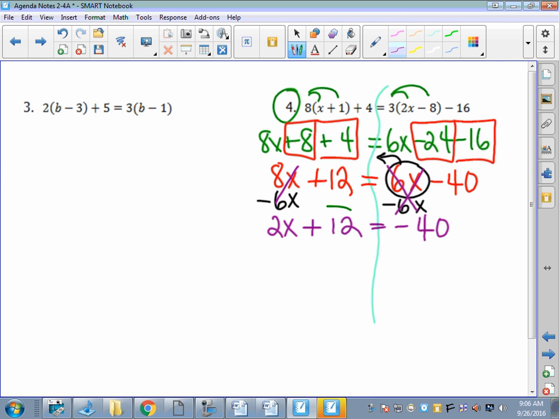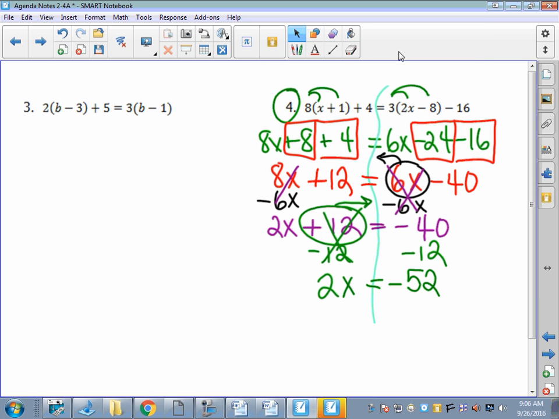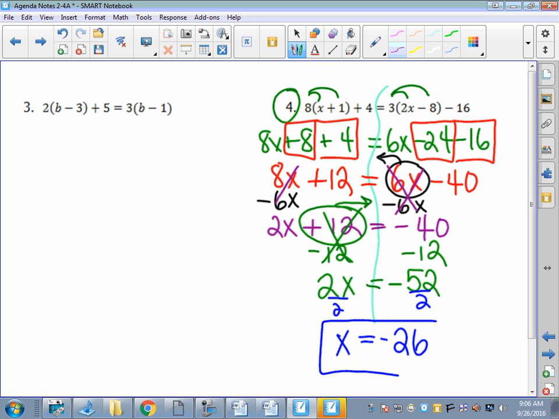So now I want to get this plus 12 to the other side. How do I get that out of there? Subtract it. When I do that, those guys cross out. I'm left with a 2x equals negative 52. And then everybody knows what to do last. Divide by 2, and you should get a negative 26.